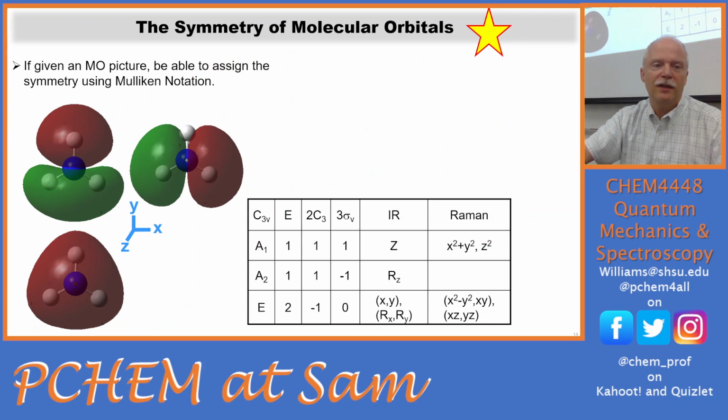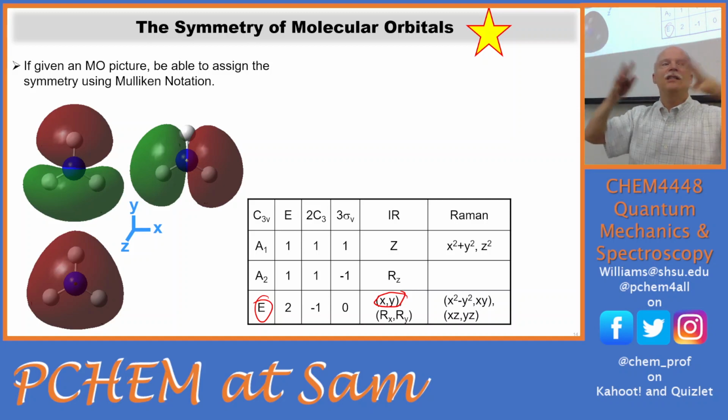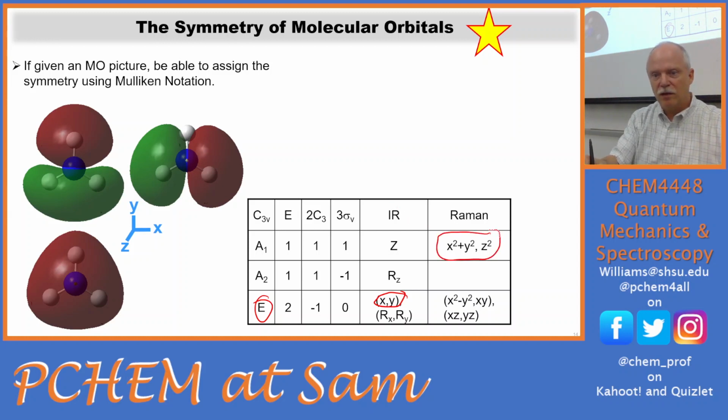And so if I give you an MO picture, you should be able to assign the symmetry using the Mulliken notation. So you could come down here and say those are the same as X and Y, therefore they're E. This one is symmetric in all directions. It's expanding out and contracting in. You can think of it as, what's the equation of a sphere? X squared plus Y squared plus Z squared. And what do you see over here? X squared, Y squared, Z squared. So this is the same in all directions.